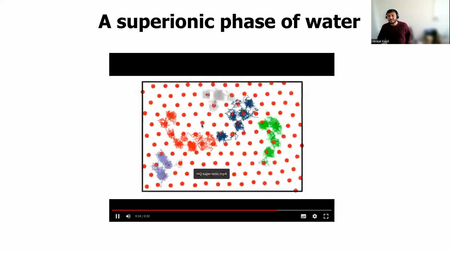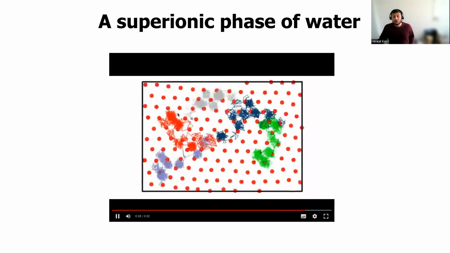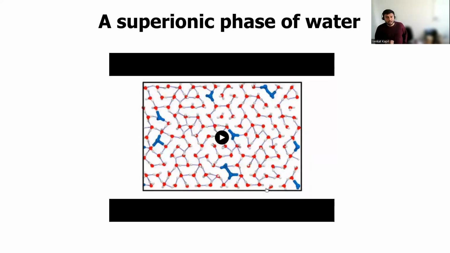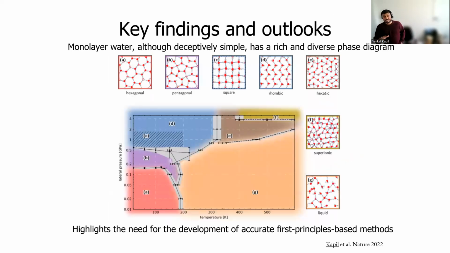And you see that in this phase, the water molecules are actually oscillating about their positions, but the protons are flowing through this oxygen lattice. And that is precisely the definition of a superionic phase, which is hypothetically found in extreme conditions like the interiors of giant planets.